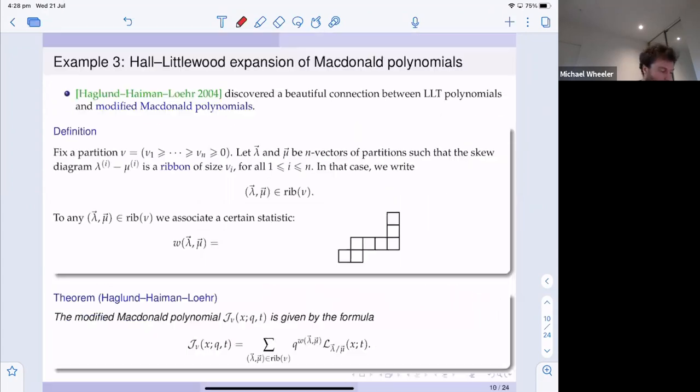Okay, so let's now do the third example. And this is the Hall-Littlewood expansion of Macdonald polynomials. Sorry, Michael, before you continue, maybe can I ask another question?